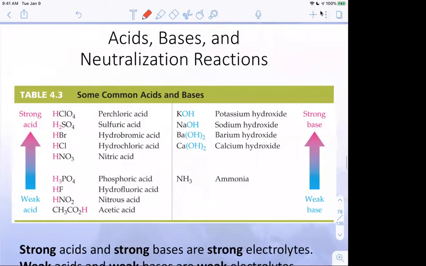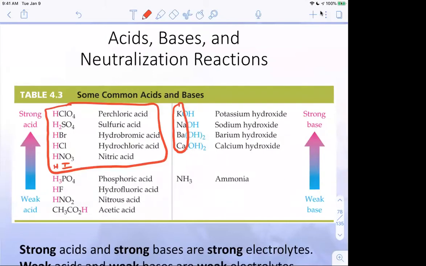Here are some common acids and bases. We know that there are a handful of strong acids and bases like we talked about before, and then anything that's not a member of this group, and HI is missing from here also, is going to be weak, right? Our strong bases are usually, if you notice, these cations are from group 1A and 2A in particular. Ammonia is a weak base.